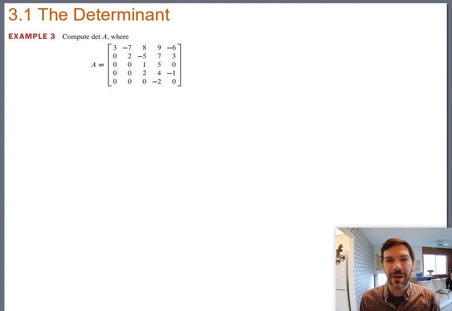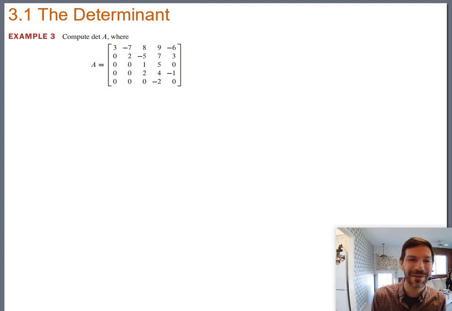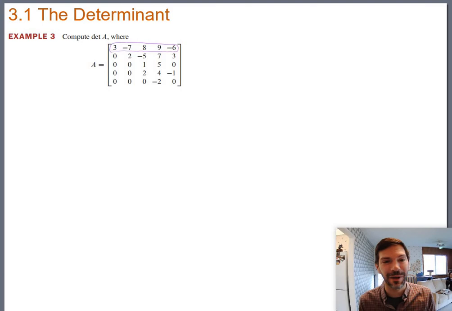And as I mentioned in the last video, you can do the cofactor expansion across any row or any column that you want. You know what would be a terrible pick for a row or column for this particular matrix? The top row. I mean, it would work, but you would have to do 3 times some stuff, minus -7 times some stuff, plus 8 times some stuff, minus 9 times some stuff, plus -6 times some stuff. Not so much fun.